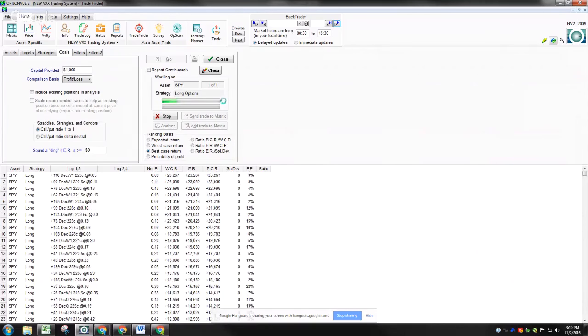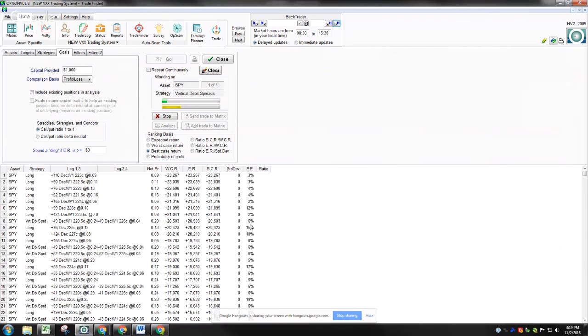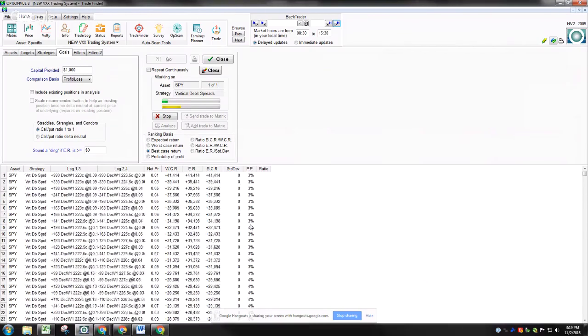Now we've got a really interesting situation again, like I said, because of the event coming up within the next week. So you have to disregard these probability of profits, because this is based on standard deviations, when in reality we have a very specific target that we're looking at and we're confident in. So we just want to find the best case return based on our prediction.